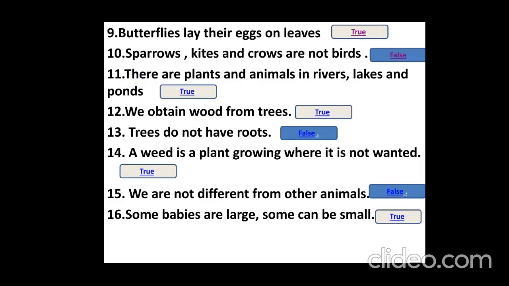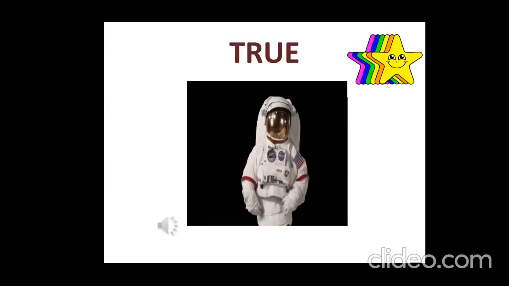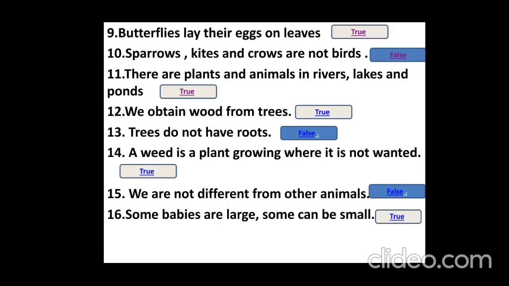Question number 11. There are plants and animals in rivers, lakes and ponds. Let's see what Mr. Astronaut says. So it is true. We can find plants like water lilies and animals like frogs or fish near these water bodies like rivers, lakes and ponds.